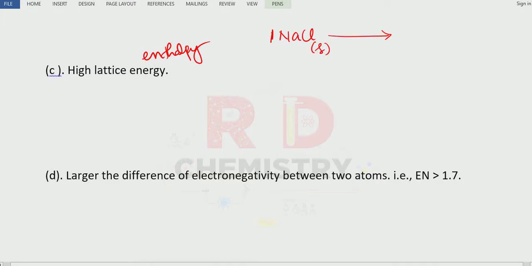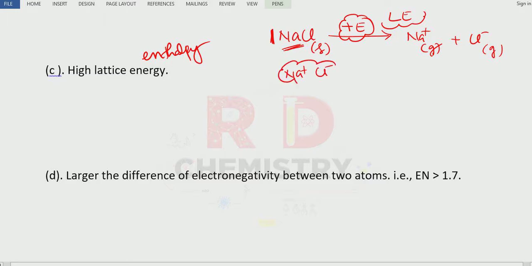Now what I do is I'll supply some energy and I'll separate this cation and anion in the gaseous state. So the amount of energy required to break or to separate 1 mole of the solid ionic compound, ionic crystal, into gaseous cation and anion, that energy is called the lattice enthalpy or lattice energy. Clear? Right?